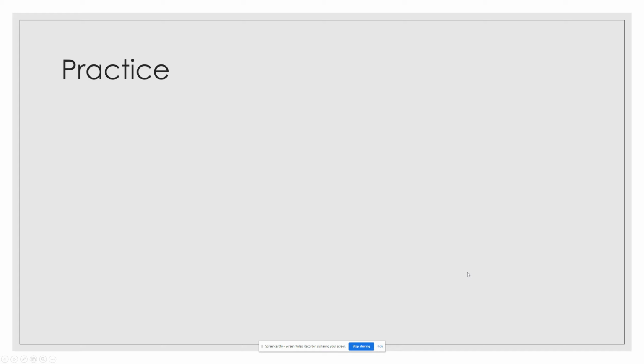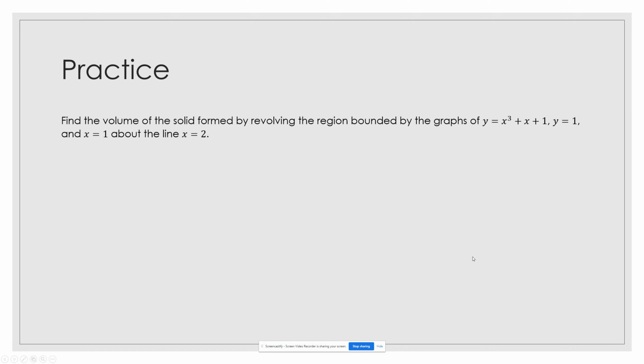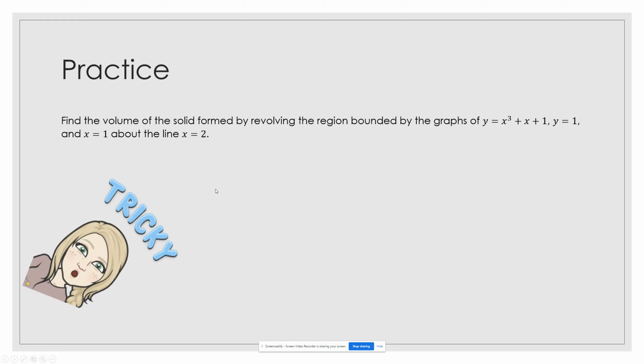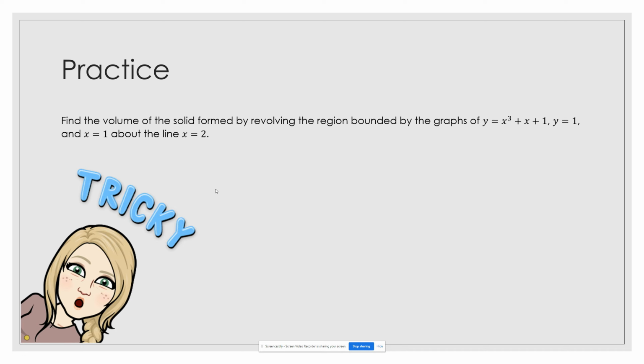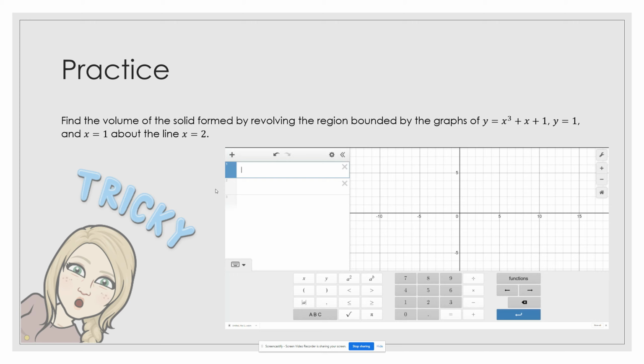Okay. In our next practice problem, we are going to rotate around something that's not the x-axis or the y-axis. So we're going to find the volume of the solid formed by revolving the region bounded by the graphs y equals x cubed plus x plus 1, y equals 1, and x equals 1, about the line x equals 2. This is not the x-axis or the y-axis, which makes this a little bit more tricky. But of course, our first step should be to graph.